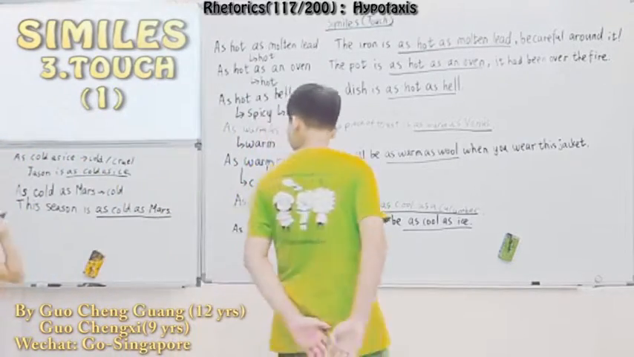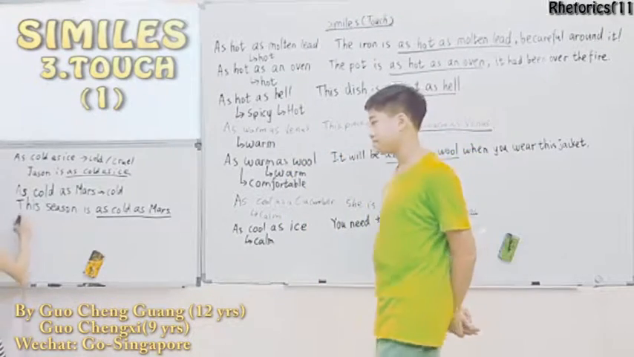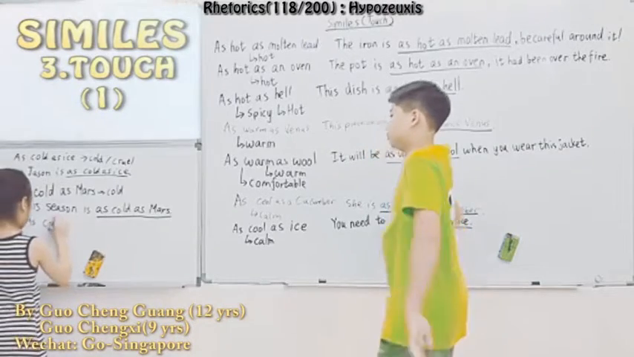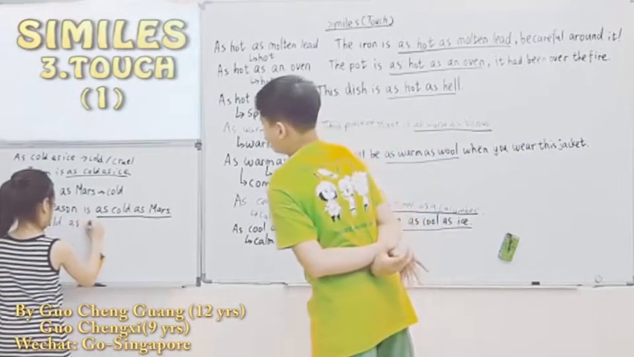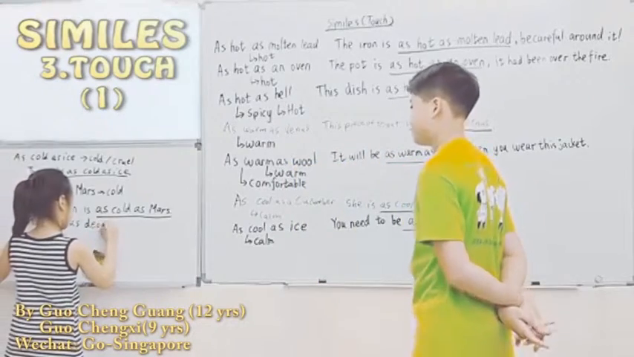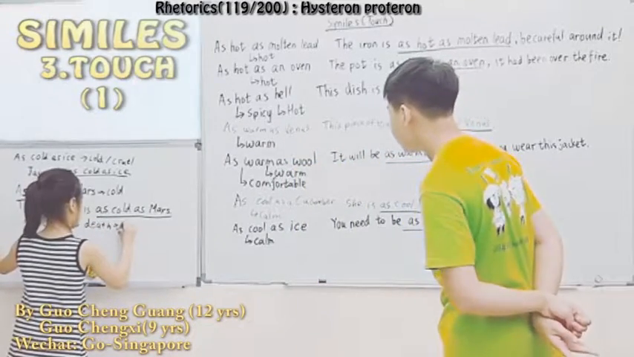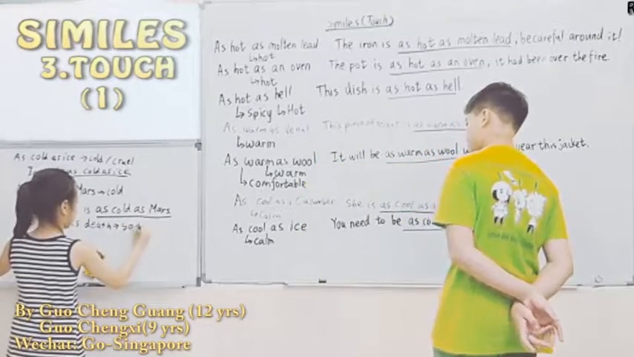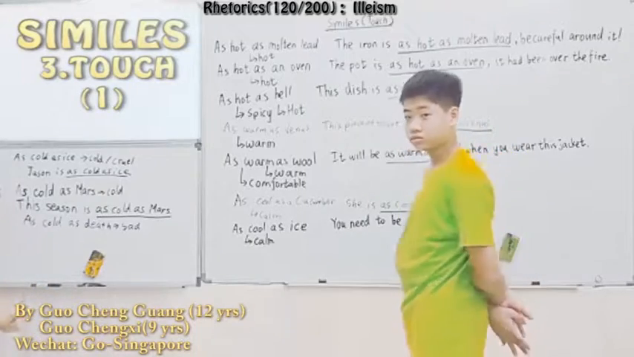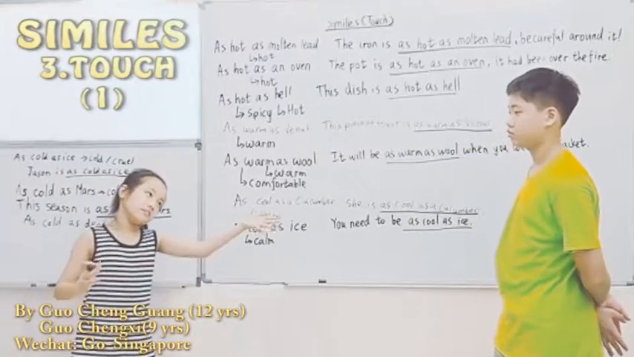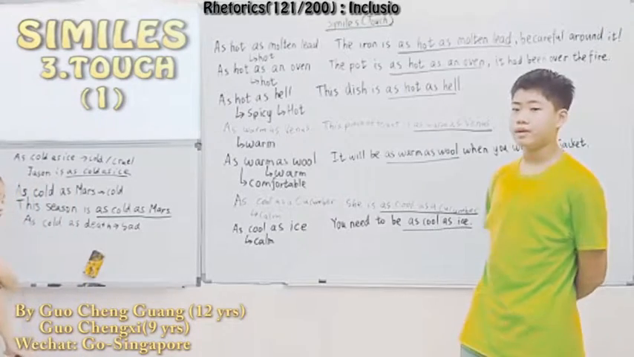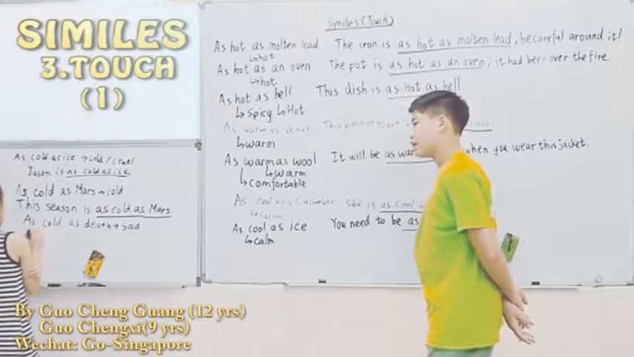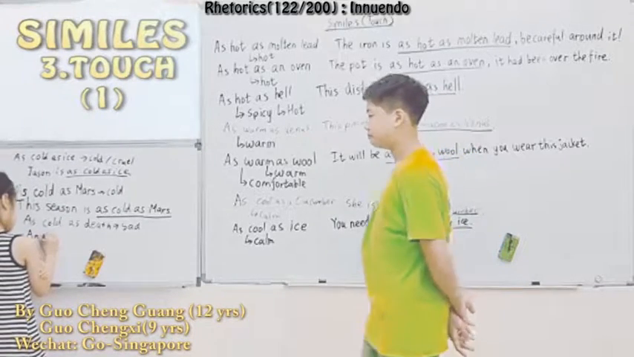Okay, next example. As cold as something. Okay, so guess what this means? As cold as death. Okay, this is not about cold. The meaning of cold as death means sad. Why is it sad? It is like when someone passes away, then you'll be sad. Then their passing, okay.